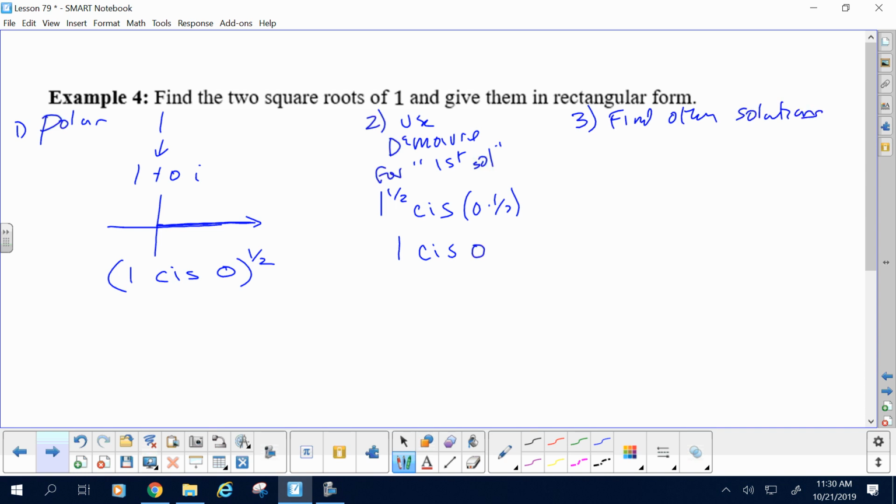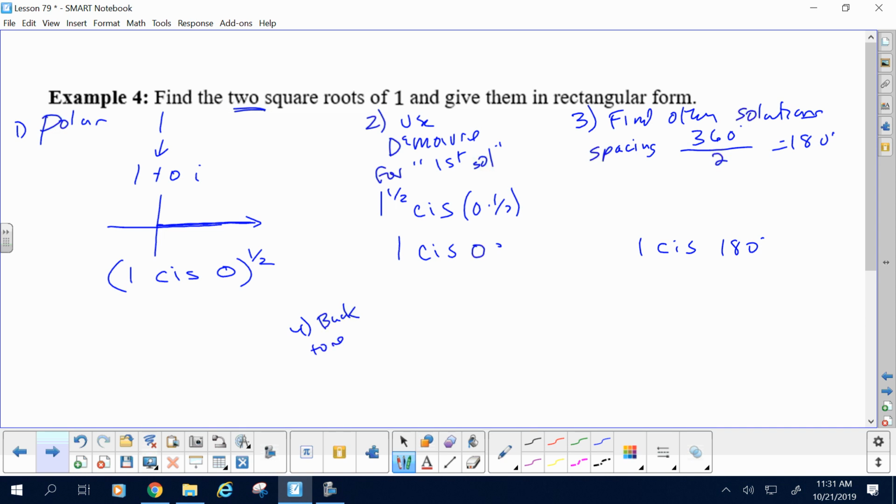To find all the other solutions, you find the spacing between them. It's going to be 360 degrees divided by however many solutions there are. They are evenly spaced. It says there are 2 solutions. The square root is 2, so we divide by 2. So the next solution is 180 degrees apart. So the next solution is 1 cosine i sine 180. And in this case, then, there is a step 4. You have to go back to rectangular.